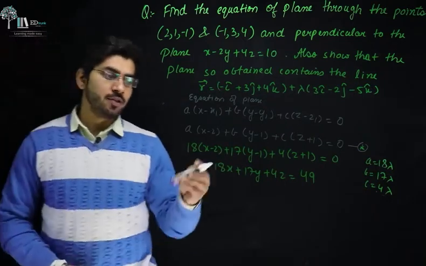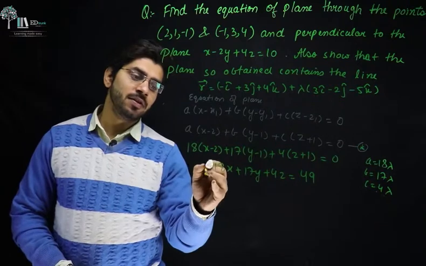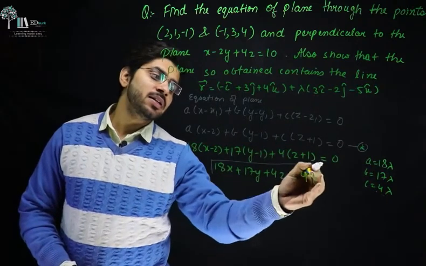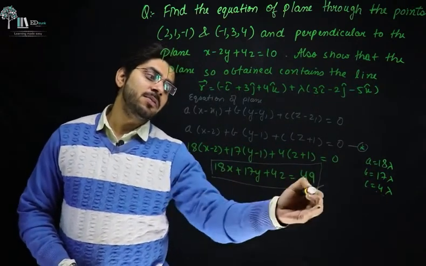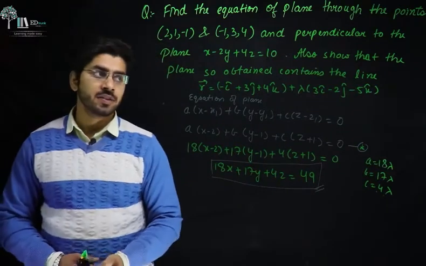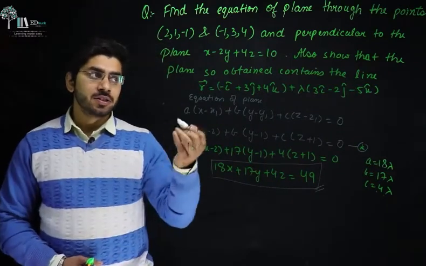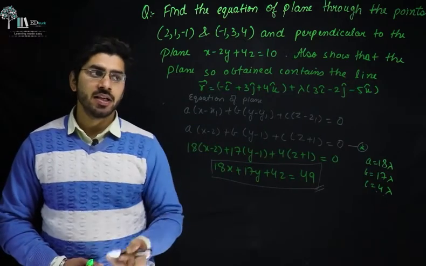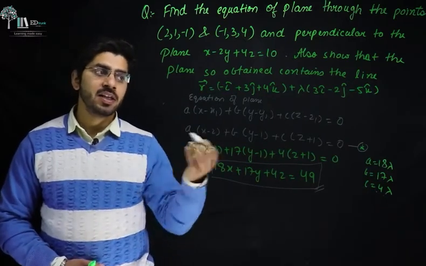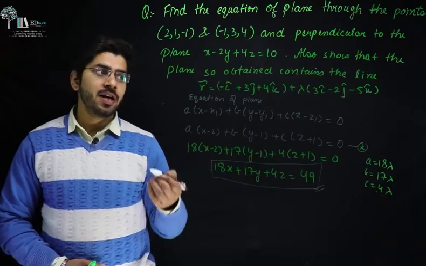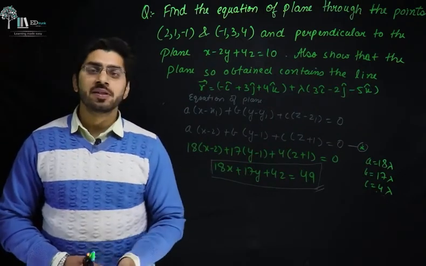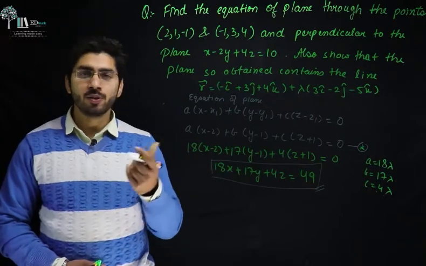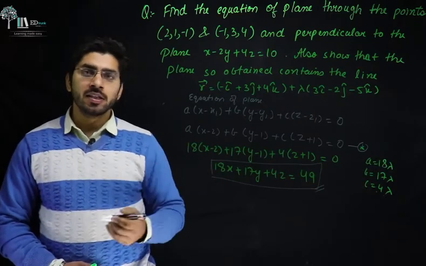This is the first thing we need to find. We need to find the equation of the plane. So we have got the equation of the plane as 18x plus 17y plus 4z equals to 49. The next question is, we have to show that the plane so obtained contains this line. This line is r equals minus i cap plus 3j cap plus 4k cap plus lambda times 3i cap minus 2j cap minus 5k cap. So our first step is we need to convert this equation to the Cartesian form.